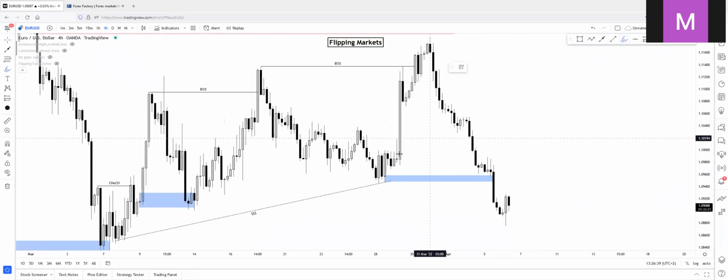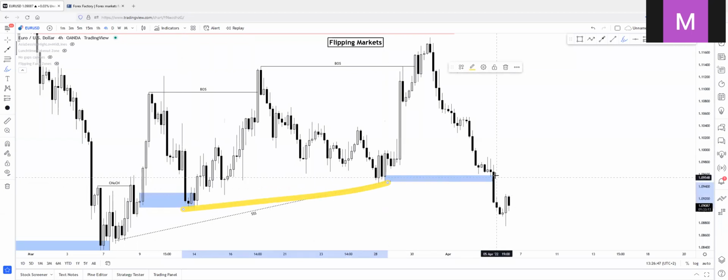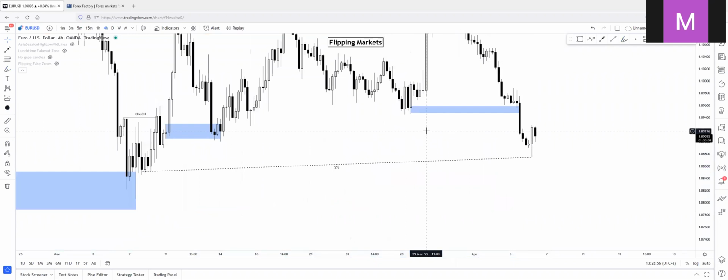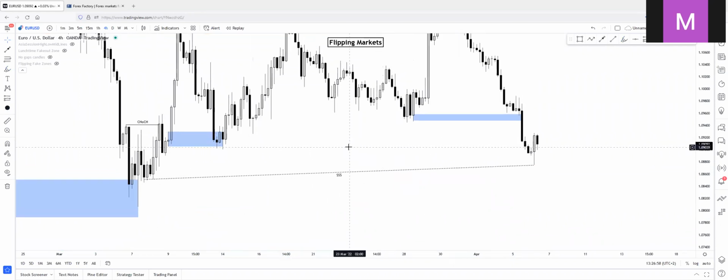Instead of creating a 15-minute change of character, price just aggressively broke below this extreme zone and swept a good amount of liquidity at this region, as you can see with this movement. But it also created more liquidity. As you can see, price has created more liquidity for the upcoming short. So this is a liquidity line. Once again, okay, what can we do in this scenario?